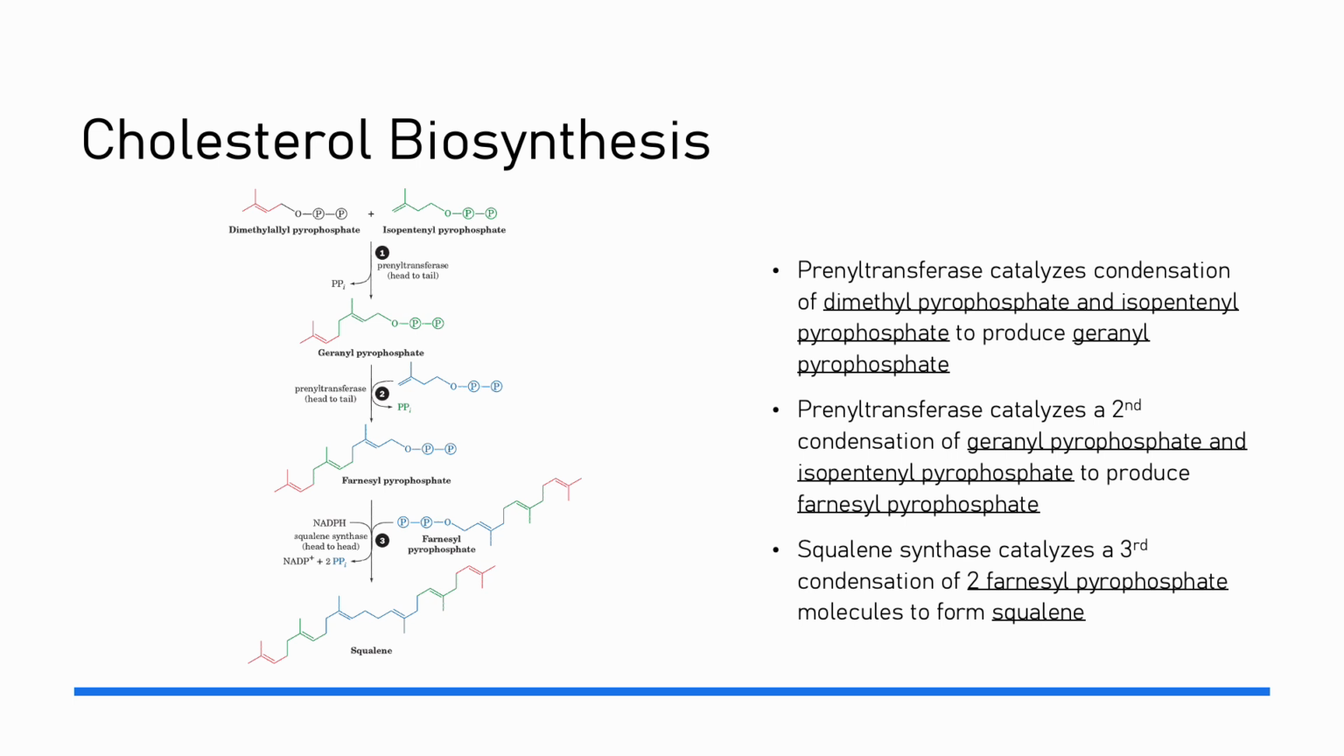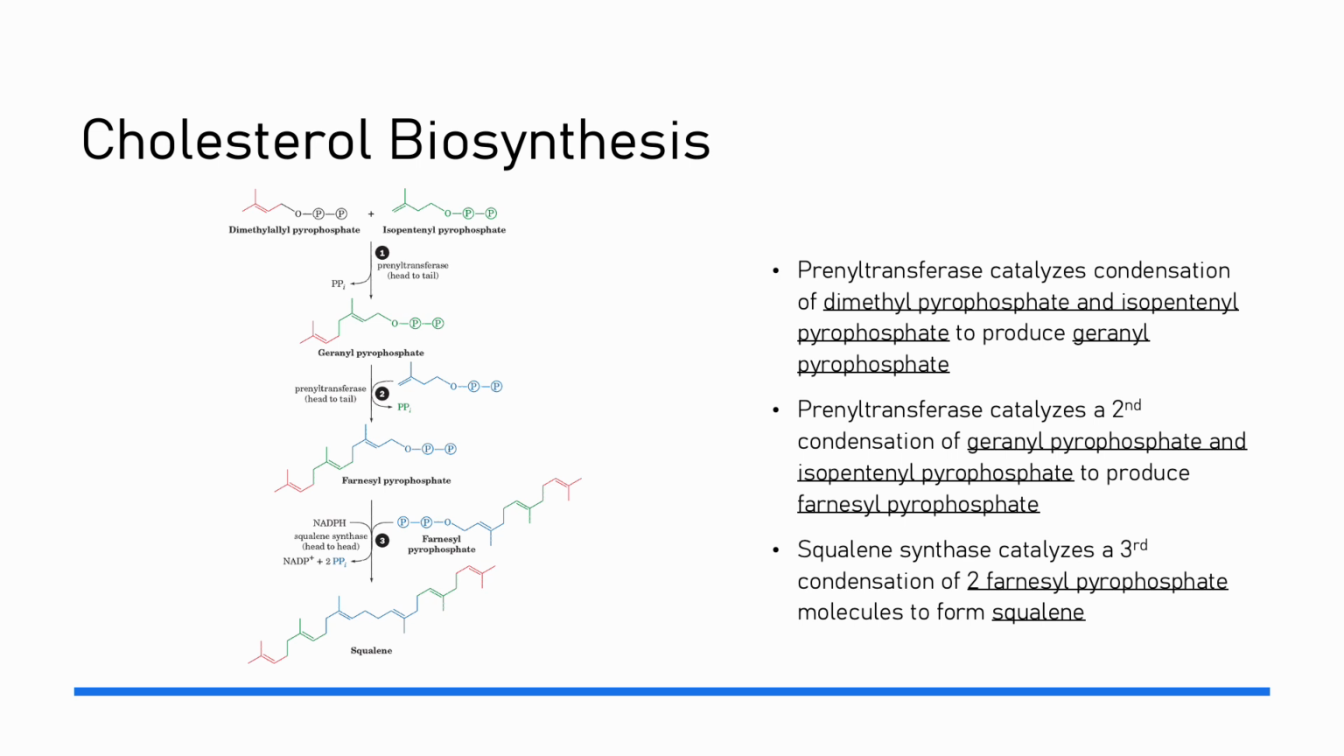Next up, there is a series of condensation reactions. So the first one, prenyl transferase catalyzes the condensation of dimethylallyl pyrophosphate and isopentyl pyrophosphate to produce geranyl pyrophosphate. Then prenyl transferase catalyzes a second condensation of geranyl pyrophosphate and isopentyl pyrophosphate to produce farnesyl pyrophosphate.